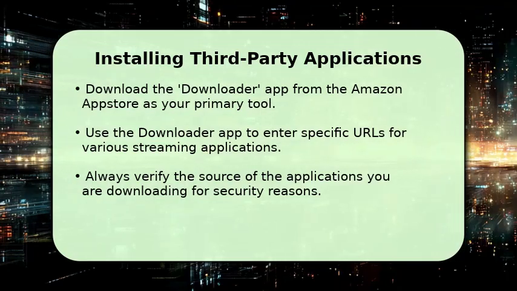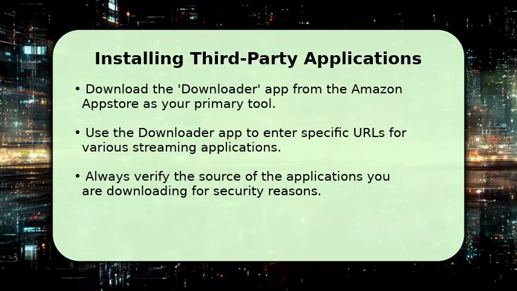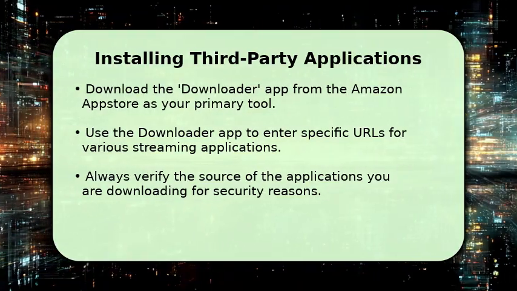Once your settings are configured, your next step is installing third-party applications. Begin by downloading the Downloader app directly from the Amazon App Store. This will be your main portal.